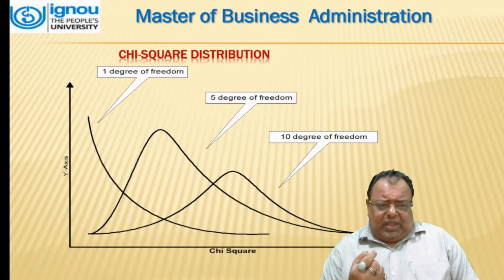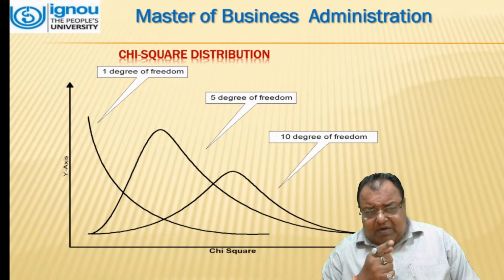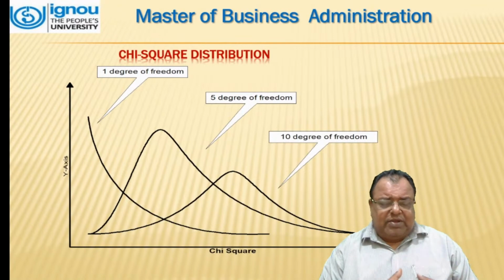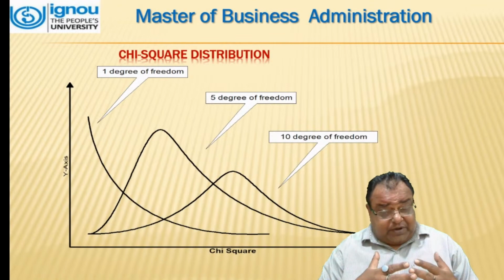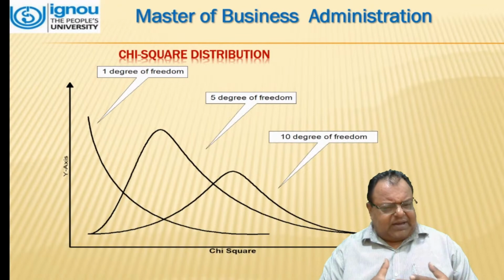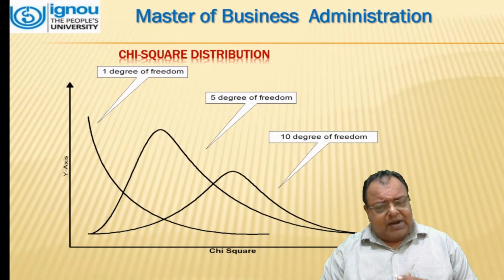Now, if one degree of freedom is there, you see a graph which is coming down. If the degrees of freedom are increased, you can see it is becoming a bell shape. And if degrees of freedom are too large, we can see that it is becoming symmetrical or equivalent to a Z graph, that means under normal condition.